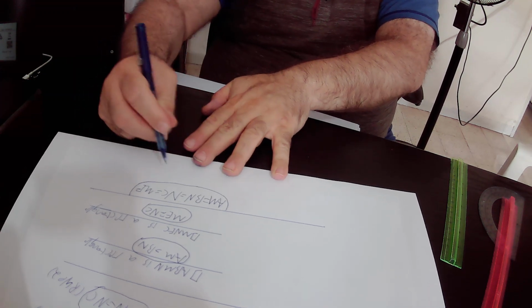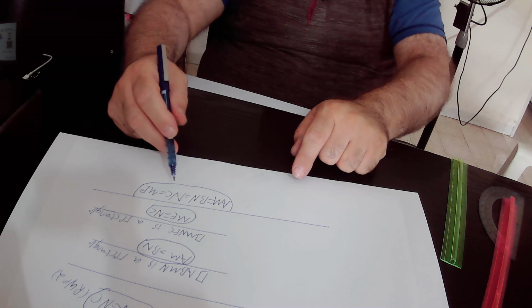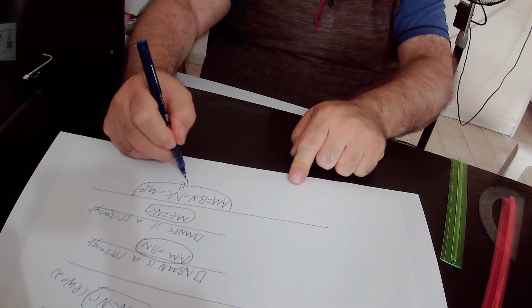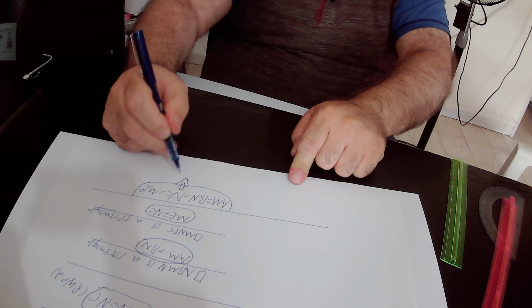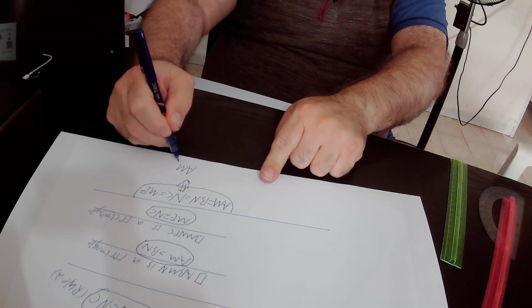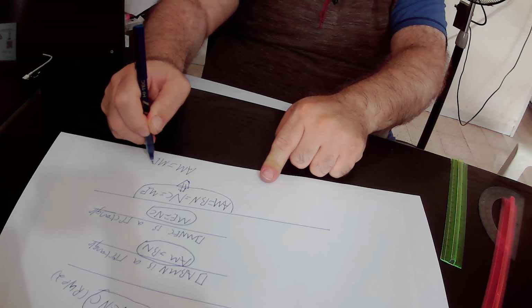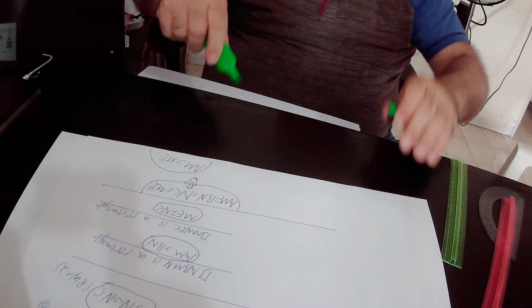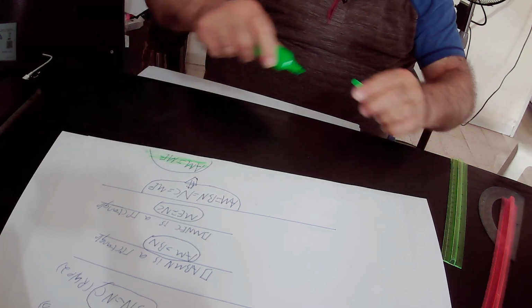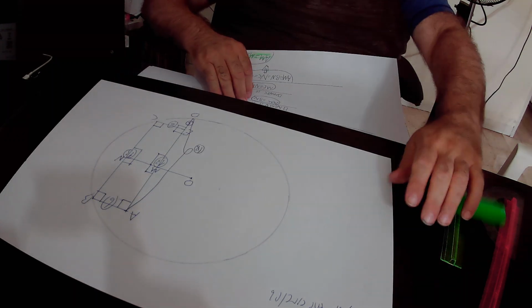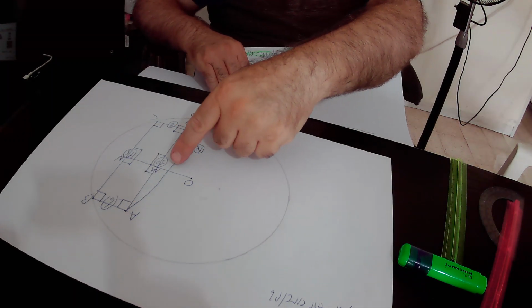And from this long equation, AM equals BN equals NC equals ME, we derive that AM equals ME. Repeat again, side AM equals side ME.